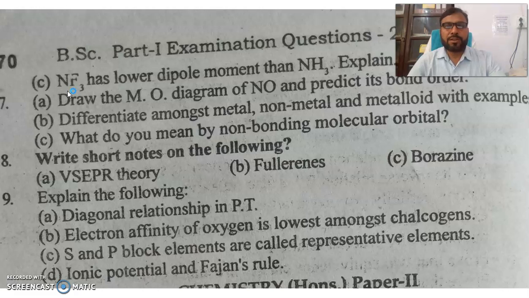The next question, question number 8. Write short notes on the following: VSEPR theory, valence shell electron pair repulsion theory, fluorine and borazine. The next question is, explain the following: diagonal relationship in the periodic table; electron affinity of oxygen is lowest amongst chalcogens; s and p block elements are called representative elements; and ionic potential and Fajans' rules. So this is all about question number 1, paper number 1.